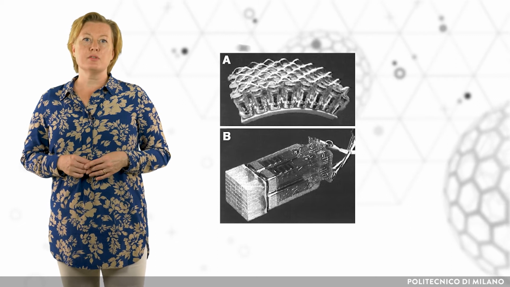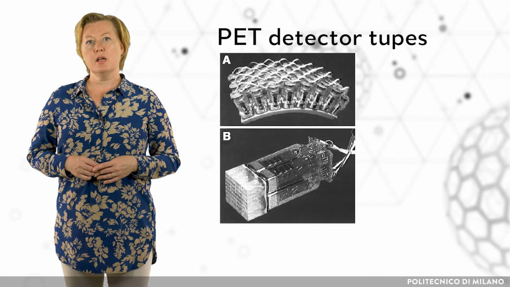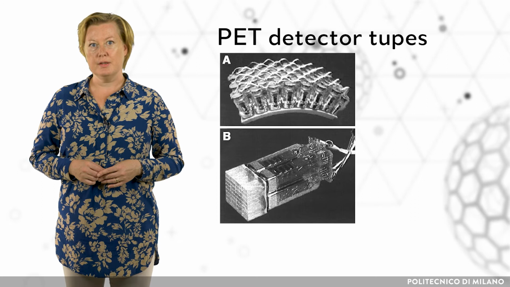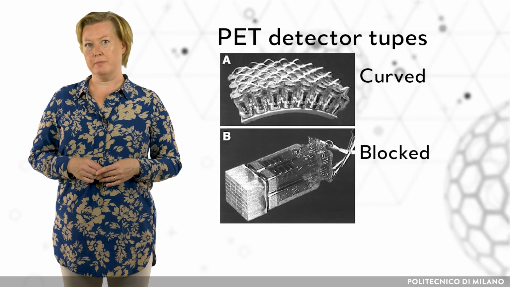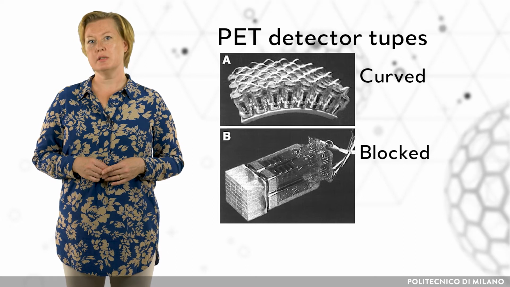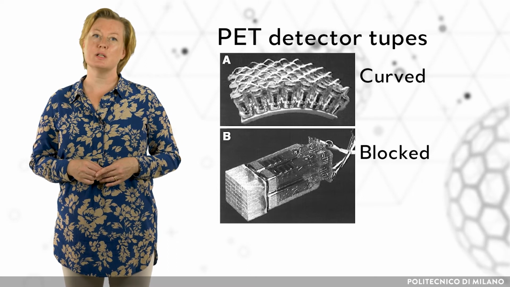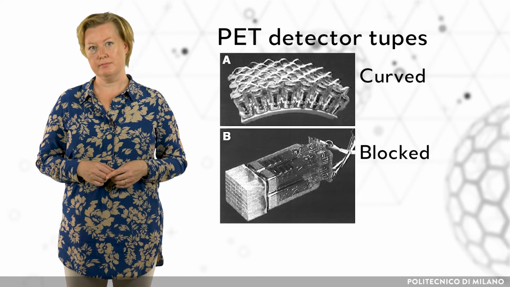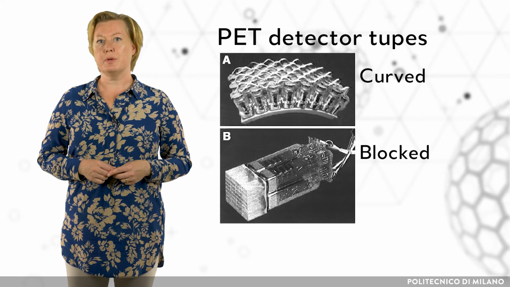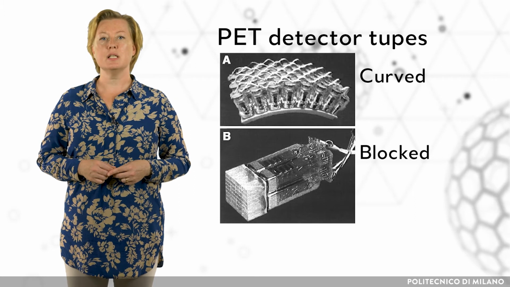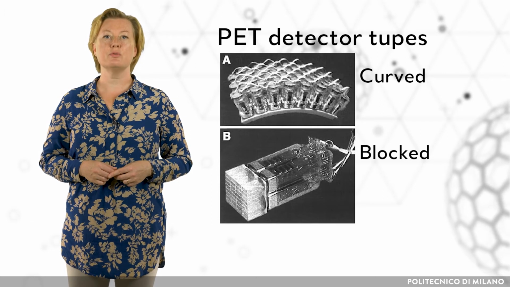Crystals used for detection can vary in geometry and the type of material. They can be curved or block-shaped. They can be made of bismuth germanium oxide, gadolinium silicon oxide, and sodium iodide. The choice of material is governed by sensitivity, counting speed, energy resolution, and cost.